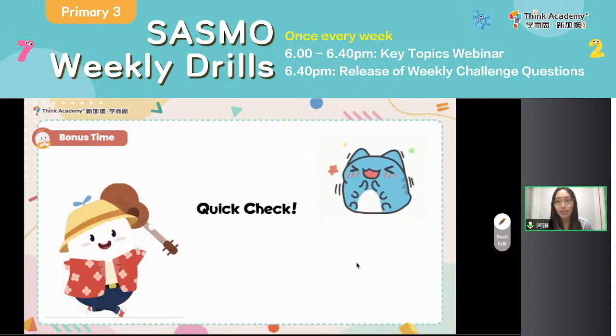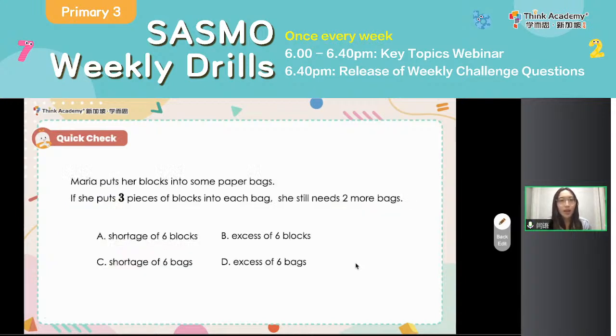And in the end, everyone, let's have a quick check. Ready? Let me check your understanding of the questions. Okay, so again, everyone, you just input your answers in the chat box. Okay, here. Maria puts her blocks into some paper bags. If she puts 3 pieces of blocks into each bag, she still needs 2 more bags. So what kind of information can we get from the question? A, B, C, D. A bit hard, a bit tricky. Okay, I give you 30 seconds for each. Have a try.